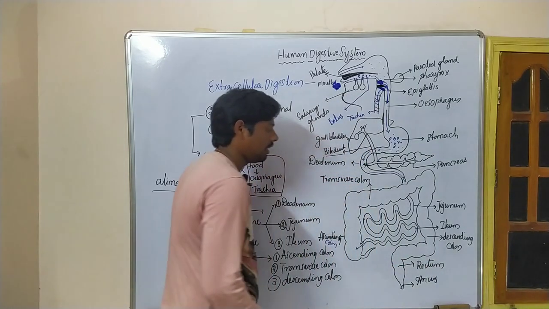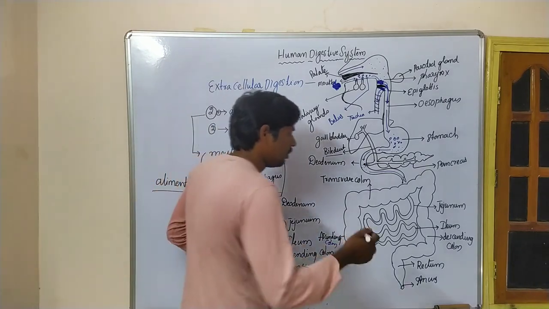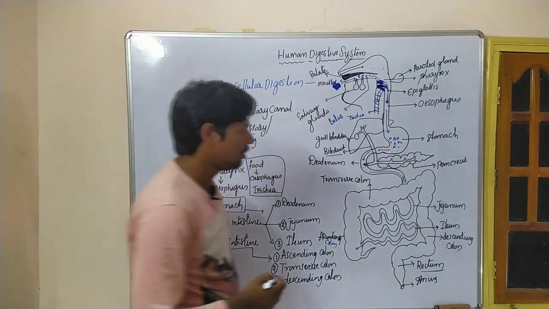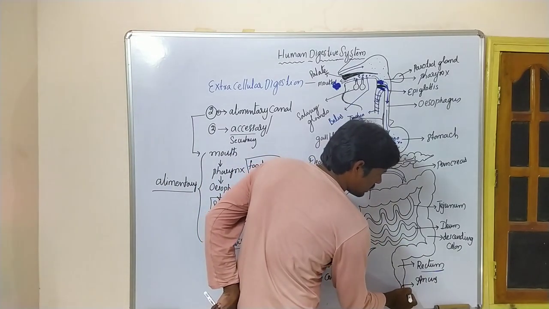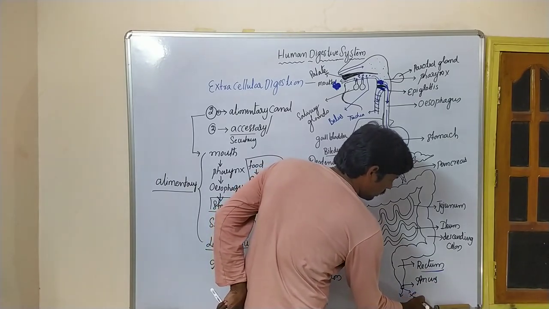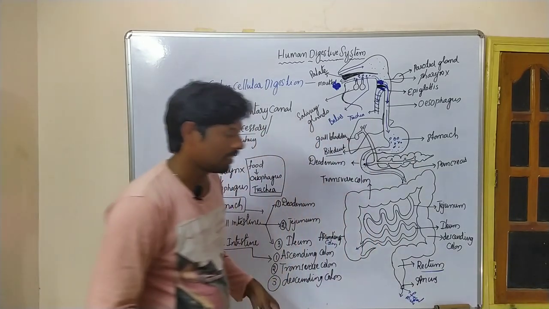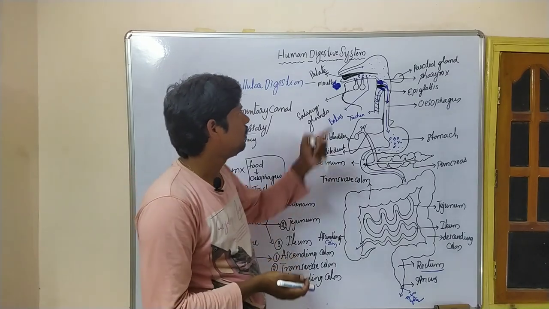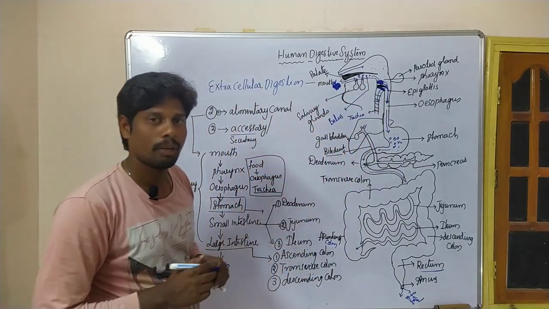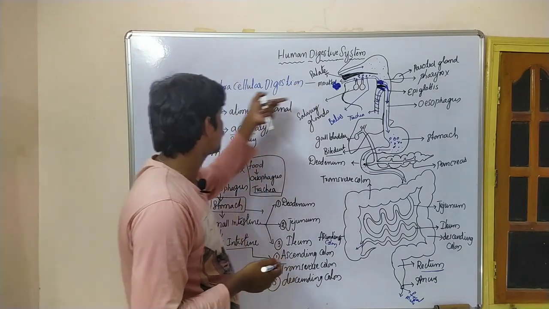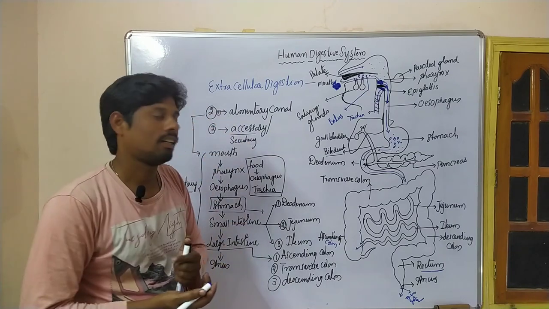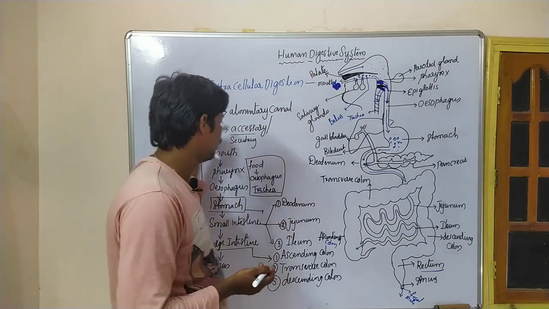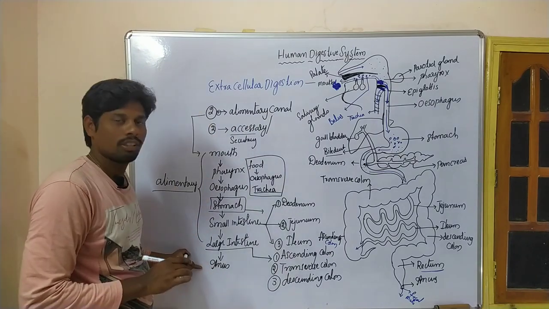Here the rectum is a site for the partial storage of undigested food. Whenever a signal reaches the rectum, it opens into the anus. The anus sends the fecal matter, nothing but undigested food, to the outside. In this way, complete human digestion takes place, with the association of the alimentary canal and accessory glands. Okay, so this is a complete structure and flowchart of the human digestive system.